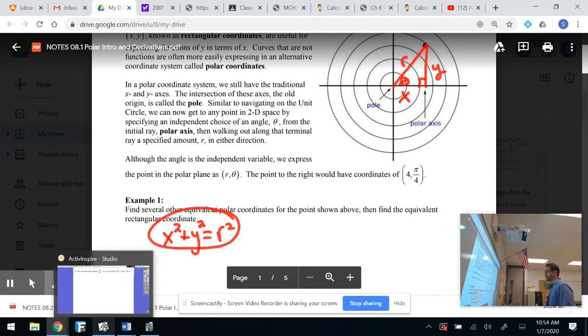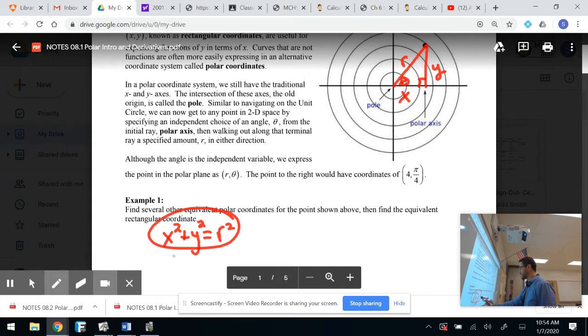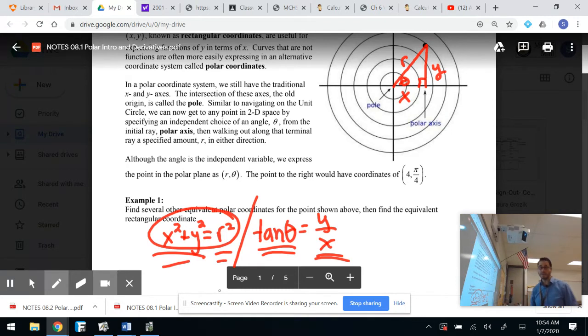What's another way I could relate the two? Well, the way I could relate the two is put r in terms of x's and y's, or maybe a theta. And the other way I could do this is I could write, well, tangent theta is equal to y over x, right? There's your polar, there's your rectangular. There we go. I associated the two.